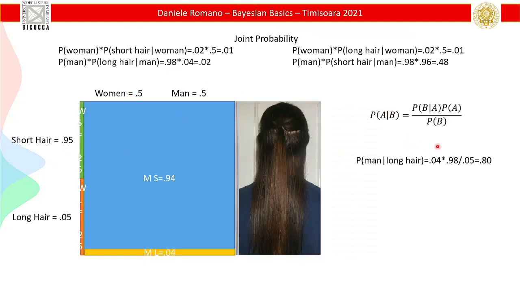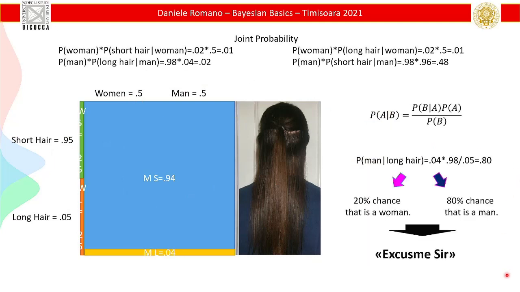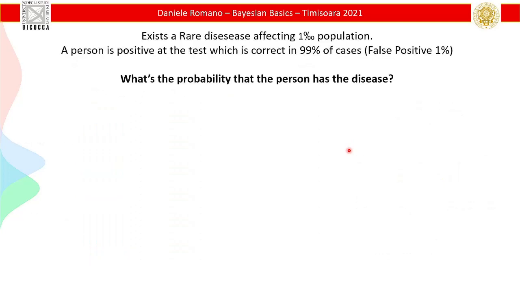So we have this kind of situation now. And if we plug the numbers into the Bayes theorem, we have 80% chances that this is a man. So we say, excuse me, sir. Okay? So that's the core idea that stands behind all the Bayesian analysis, which can be seen as simple, but can get complicated when you increase the parameters and all the practical stuff.